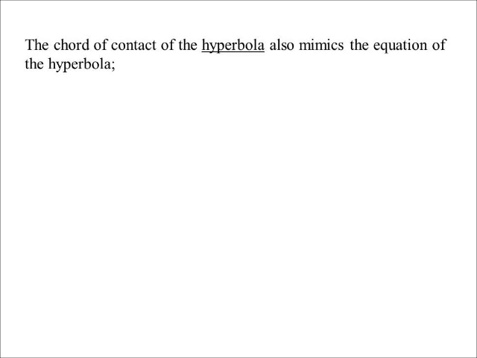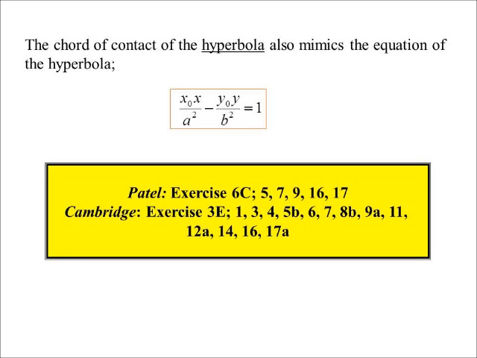Now the chord of contact, once again, will mimic the equation of the hyperbola. So we'll see something like that: x naught x on a squared minus y naught y on b squared is equal to 1. That's all I really got to say, because other than that, it's really exactly the same as the ellipse. All the same sorts of questions you'll see and things like that.